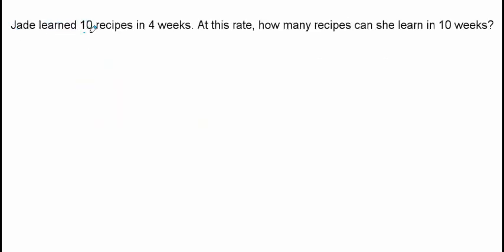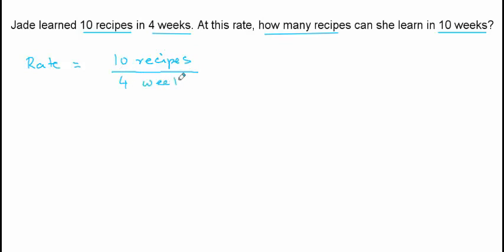Jade learned 10 recipes in 4 weeks. At this rate, that means the rate is fixed. How many recipes can she learn in 10 weeks? So once again, the rate, which is fixed at this rate, the rate is 10 recipes over a period of 4 weeks or per 4 weeks. And that has to be equal to a certain number of recipes we need to find out over a period of 10 weeks.